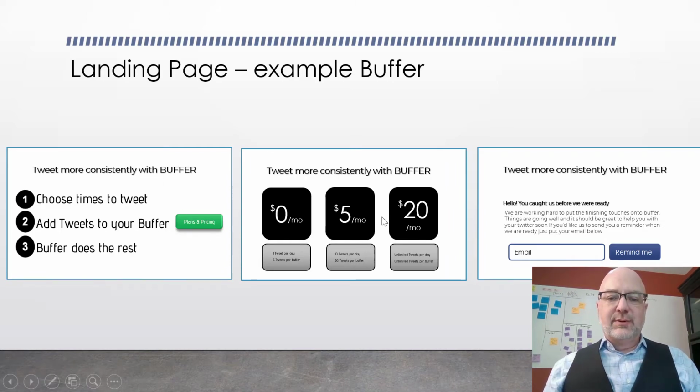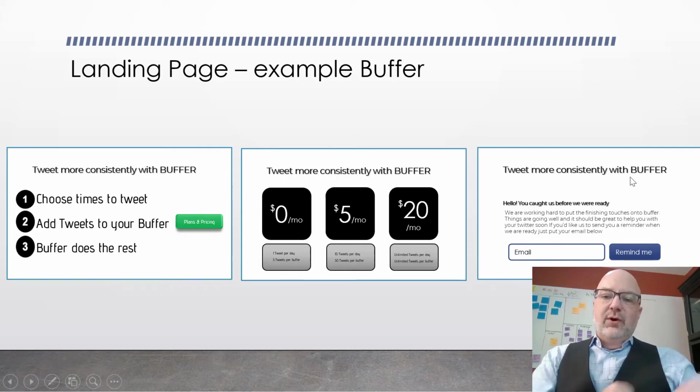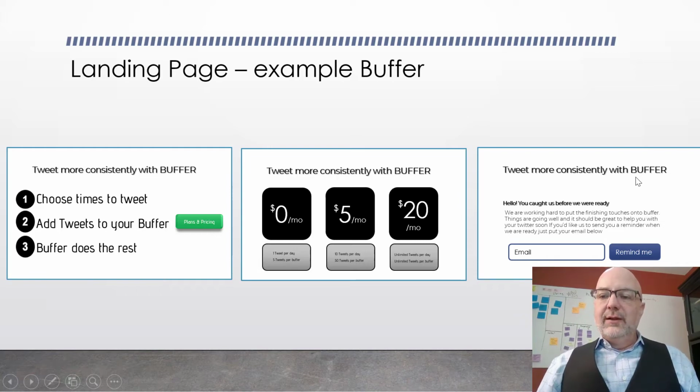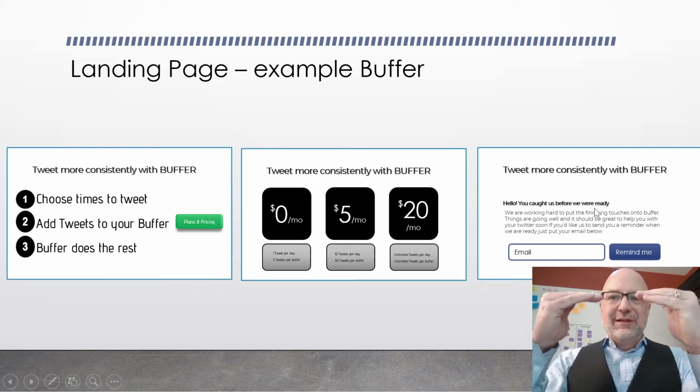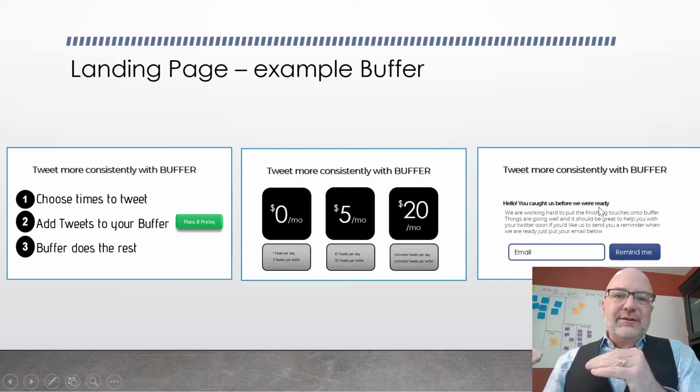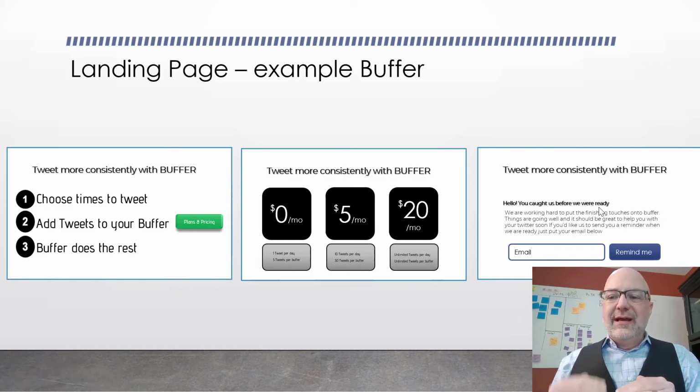And you got plans and pricing here. If you clicked any one of these buttons to get the $0 a month, $5, or $20 a month, it automatically dropped you to this page that said, hey, tweet more consistently with Buffer. Oh, hello, you caught us before we were ready. And it really just explained, we're putting the final touches on the thing. We're not quite there yet, but if you want to be notified when we are ready, put your email down here and we'll send you an email.